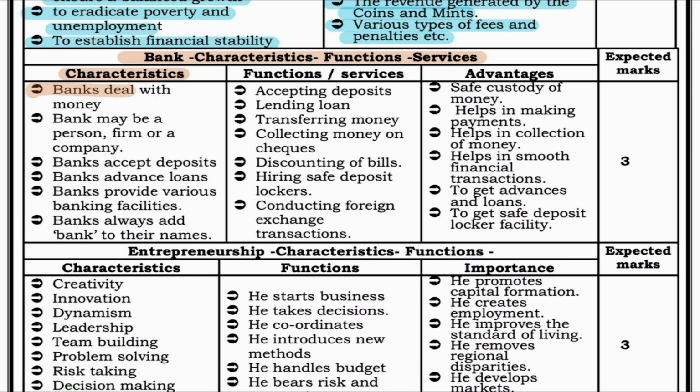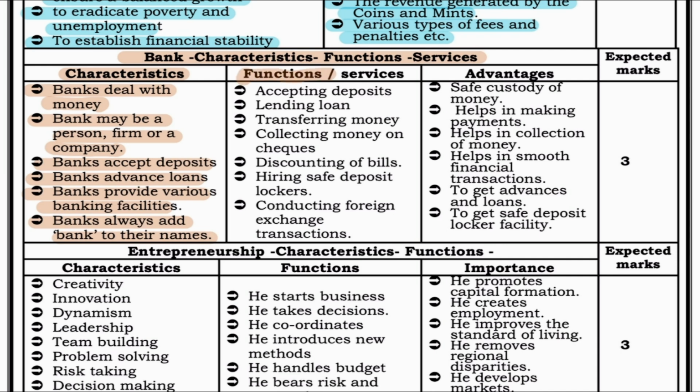Banks deal with money. Banks may be a person, firm or a company. Banks accept deposits. Banks advance loans. Banks provide various banking facilities. Banks always add the word bank to their names.